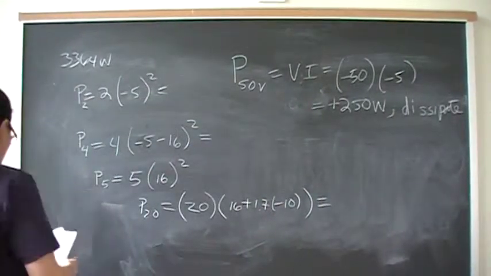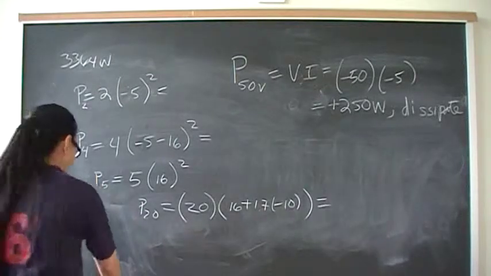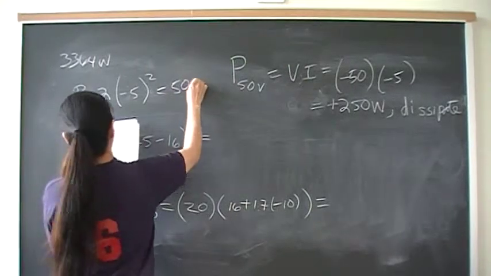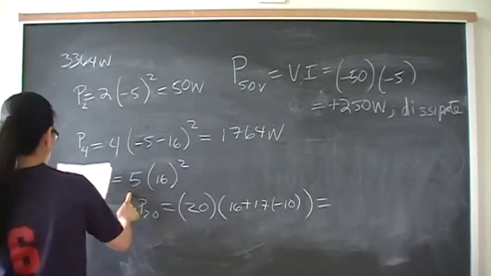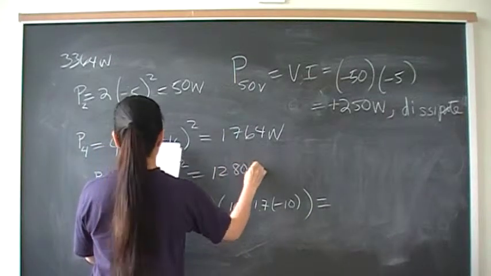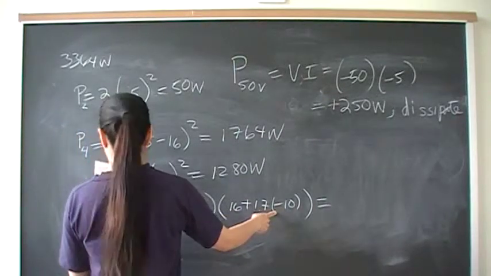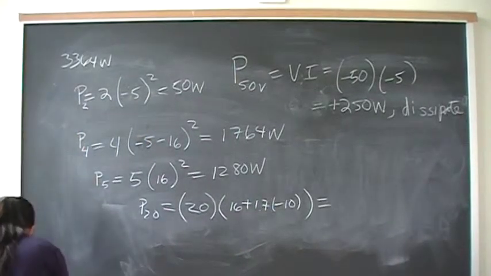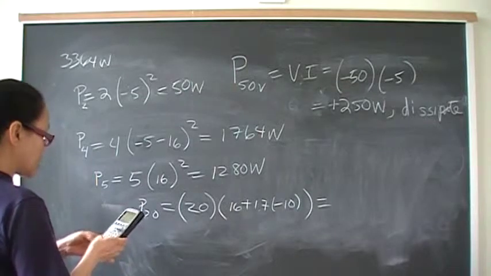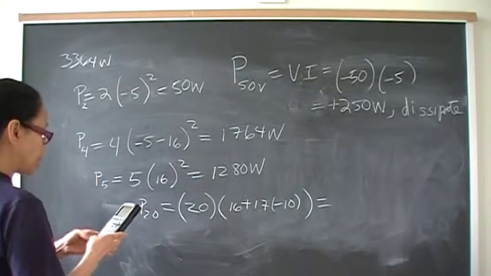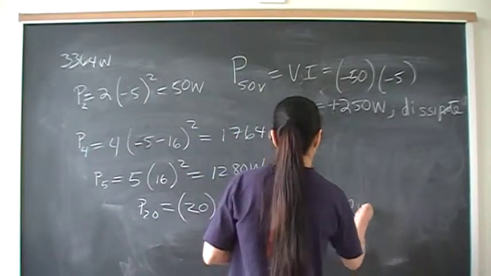Okay. Now, when you do this math, you should come up with 50 watts here for negative 5 and 10. So this should be 1764 watts. 5 times 16 squared, that should be 1280 watts. And then this one, 20, so this would be 16 times 20. I better double check this one. Okay, so I got 16 plus 1.7 times negative 10. That's negative 1. We need to square that, so it becomes positive 1, so this gives me 20 watts.